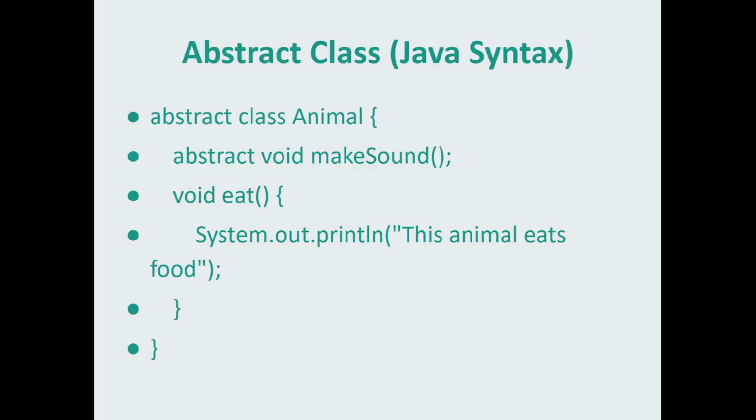Here is an example of an abstract class in Java. We have an abstract class Animal with an abstract method makeSound and a concrete method eat. You can see that abstract classes can have both abstract methods, which don't have a body, and concrete methods, which do. An important point is that abstract classes cannot be instantiated directly. You must create a subclass to implement the abstract methods.